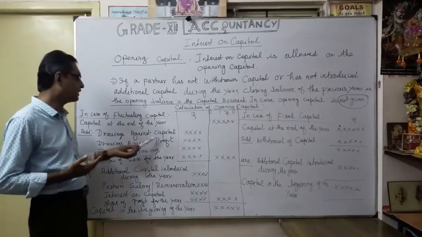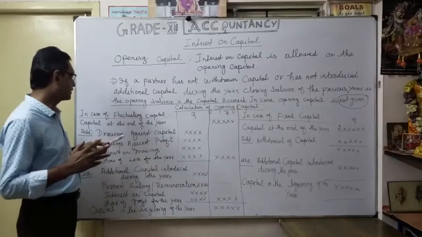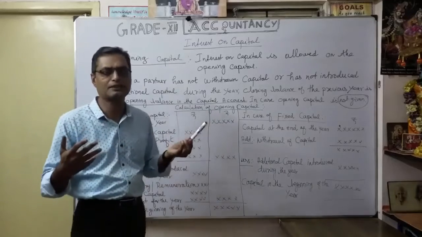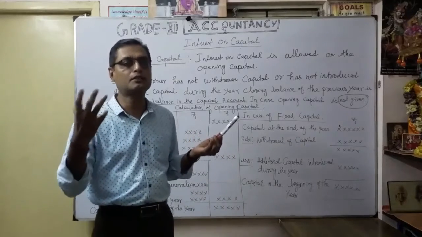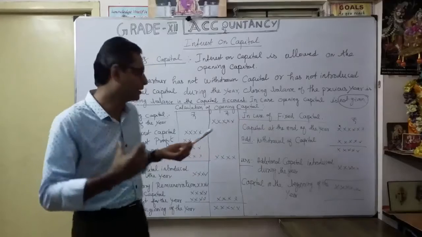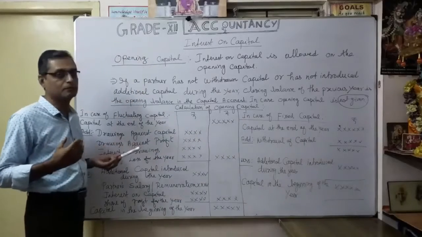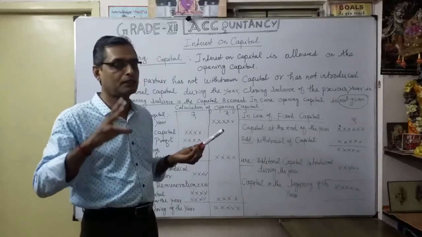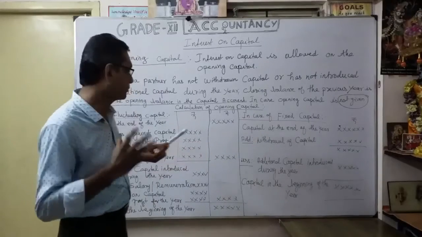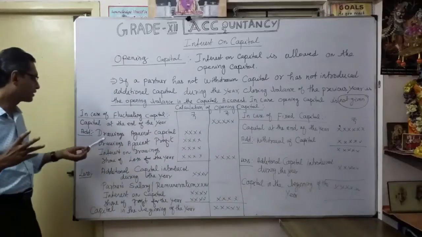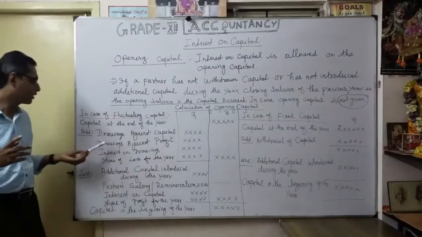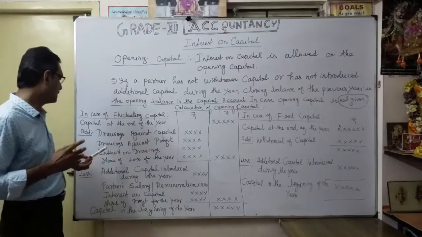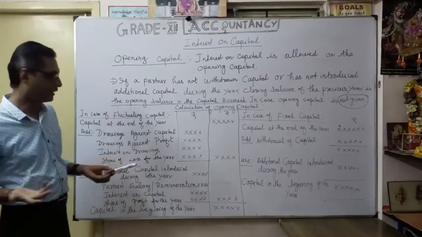Correct. Drawings against profit. There are two types of drawings. One is drawings against capital, meaning a lump sum amount you can withdraw, like 40,000 or 50,000. Drawings against profit means whenever a share of profit is available to the partner, only that particular profit they will withdraw. That's the difference between drawings against capital and drawings against profit. Thereafter, interest on drawings, which you want to add.